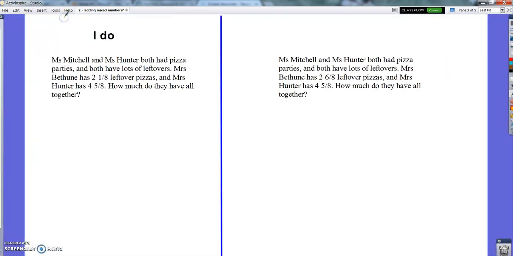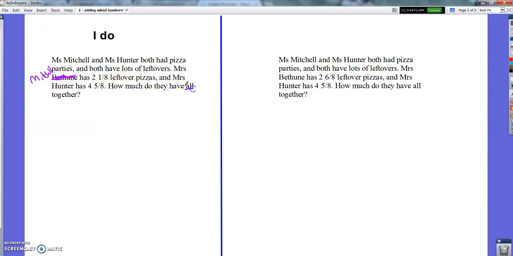It wouldn't be a fraction lesson without pizza. So we're going to say Miss Mitchell and Miss Hunter both had pizza parties and both have lots of leftovers. Miss Mitchell has 2 1/8 leftover pizzas, like 2 pizzas and 1 piece. Miss Hunter has 4 5/8, like 4 whole pizzas and 5 pieces out of the next one. How much do they have all together?